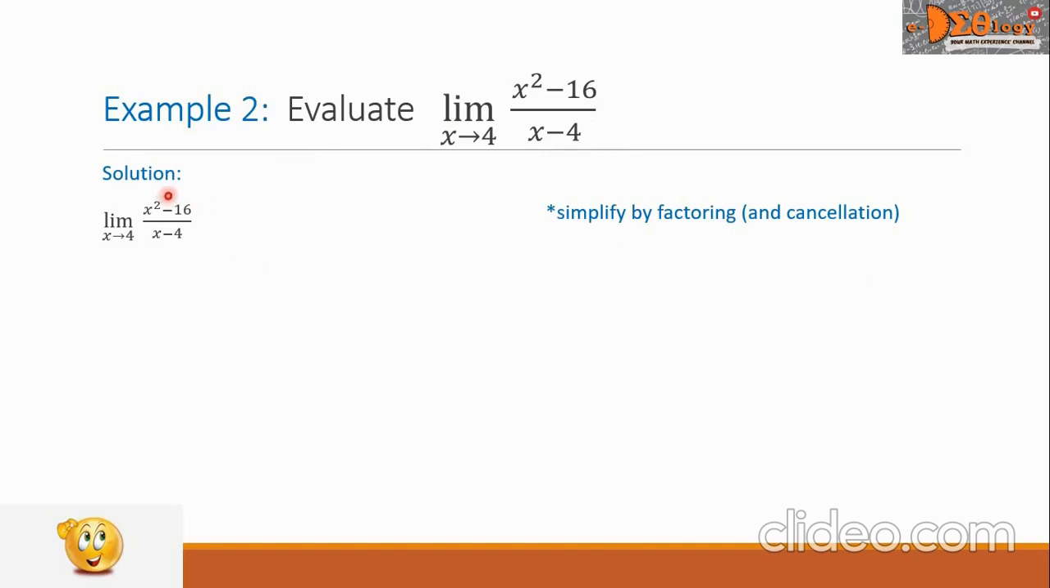The x squared minus 16 can be factored out into x minus 4 times x plus 4. We can see now that the x minus 4 is common in the numerator and in the denominator, so we cancel that out. The limit of the function is now simplified into x plus 4.